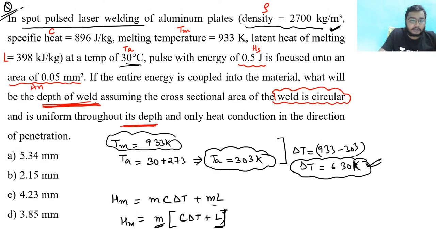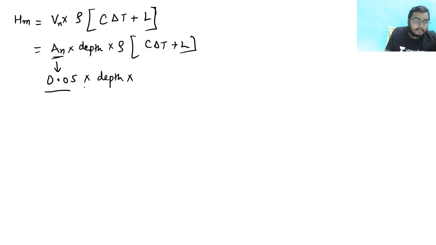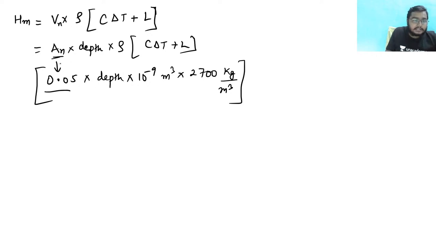Now see here. This is in mm square, this is in mm, so I will multiply it by 10 to the power minus 9 to convert to meter cube. Now what is the density? That is 2700 kg per meter cube. See, this is what I have got as mass.